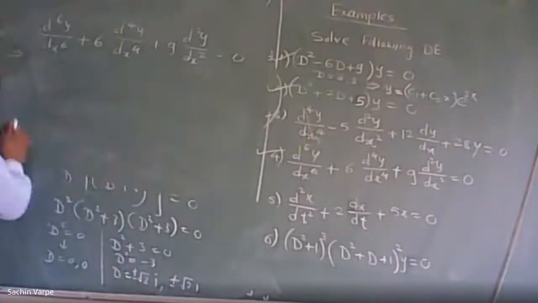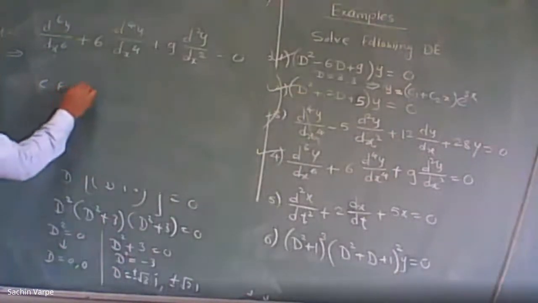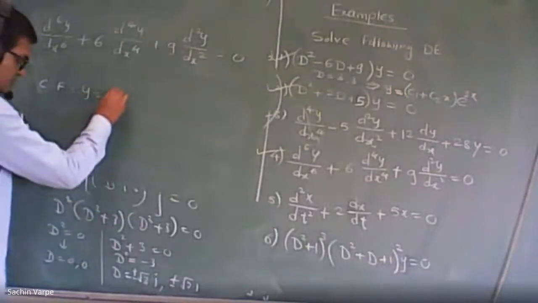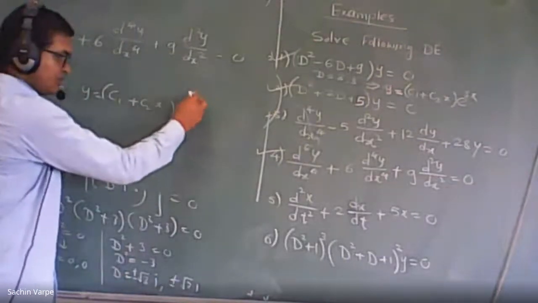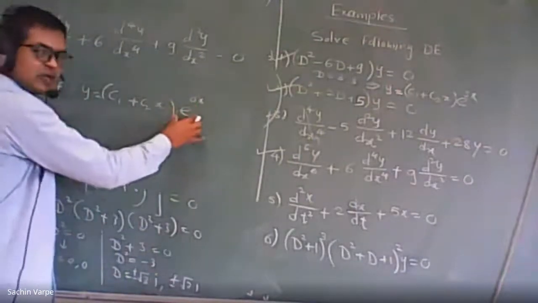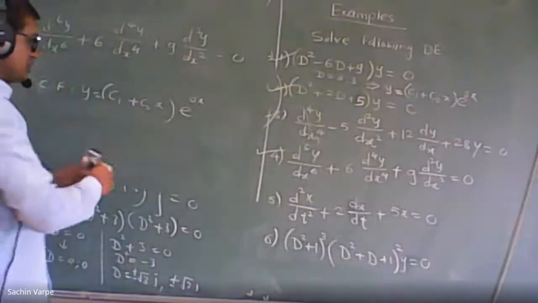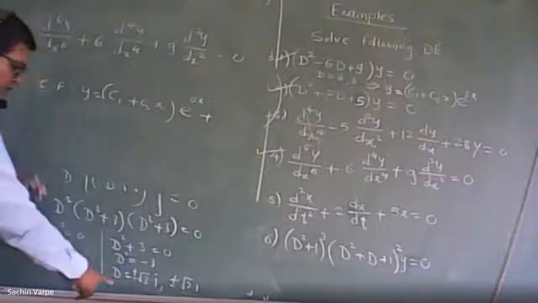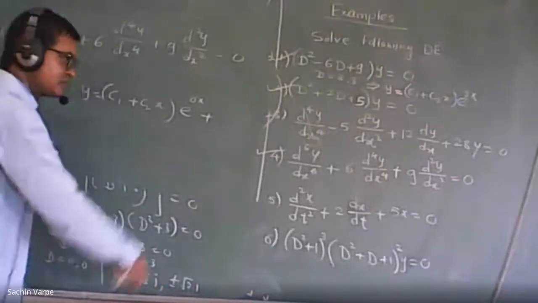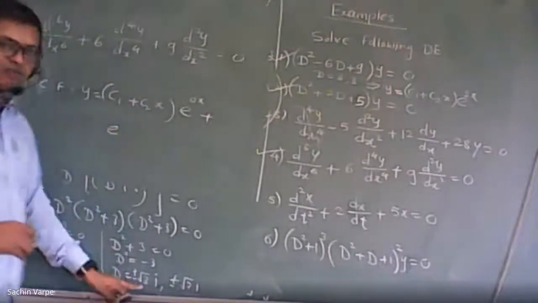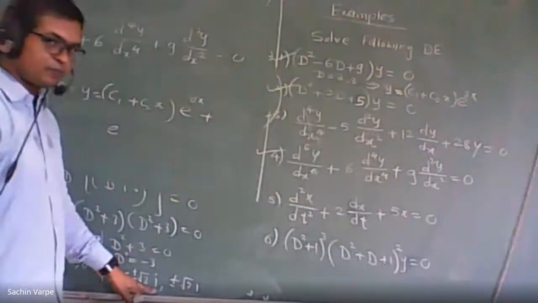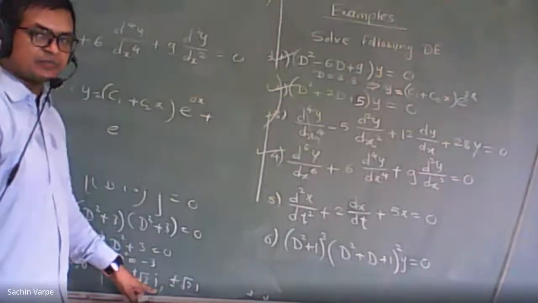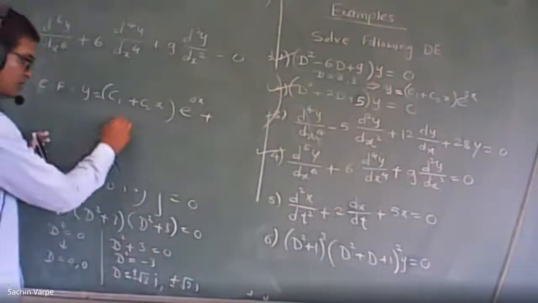The complementary function, that is the general solution, y is equal to C1 plus C2x e to the power 0x. Let me write first, because e raised to 0x is 1, so we don't need to write that also. Plus, the next is what? For repeated complex roots, e raised to the power alpha. What is alpha there? 0, because it is just plus minus root 3i, purely complex number. Real part is 0, isn't it? So real part is 0, so e to the power 0x.